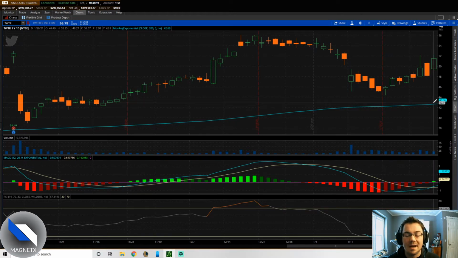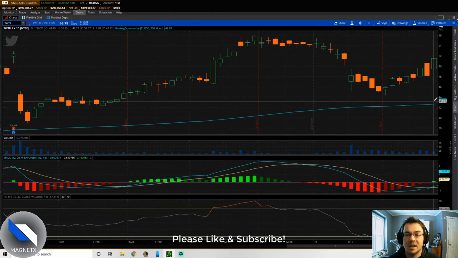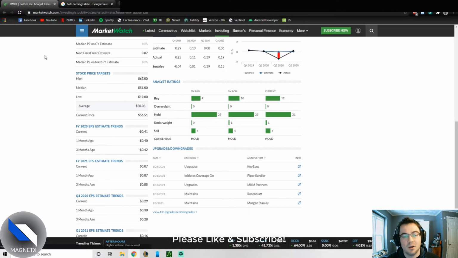Once I wanted to go ahead and make this trade, I had to make sure that I was in a good position to make it and wasn't going to be at risk of anything that was out of my control. So the first thing I did is I took a look at all the target prices for Twitter. The target prices ranged from 19 to 67 with a median of 51 and an average of 50. That was something that sort of worried me, but I still felt that Twitter was a strong stock to buy.